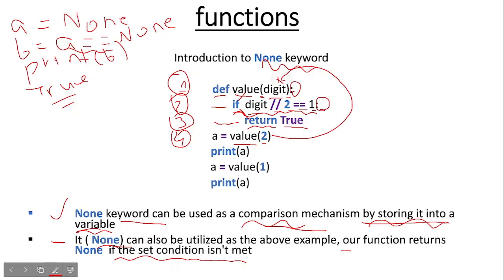Then it will go to the second line of code, and if statement will ask, does digit now which holds integer of 2 divided by 2 equal to 1, which is true. Then it will go to the third line of code and our return keyword will return the true Boolean. So the true Boolean will be returned and placed inside our a variable. Now we will store it inside our a variable. If we do not, it will be lost.